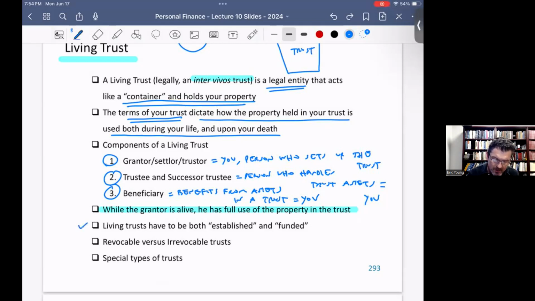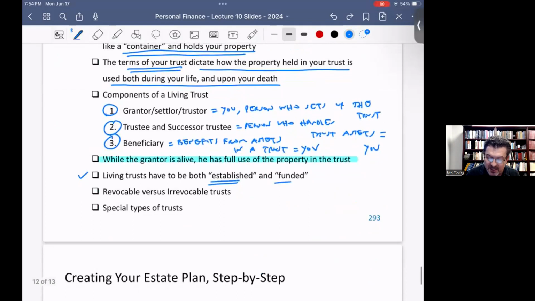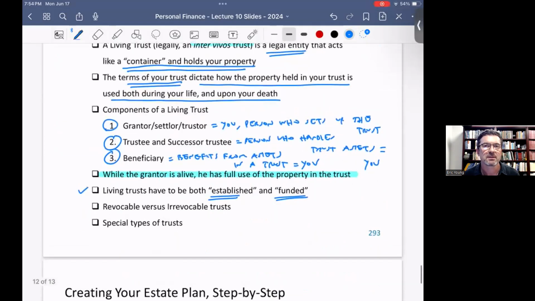Number one, living trusts have to be established, which means you have to set up the bucket, but they also have to be funded. One of the big mistakes that people make in the world of estate planning is they'll pay a lawyer to set up a trust. It's set up, but then they forget to transfer the assets into it. A trust with no assets is useless.